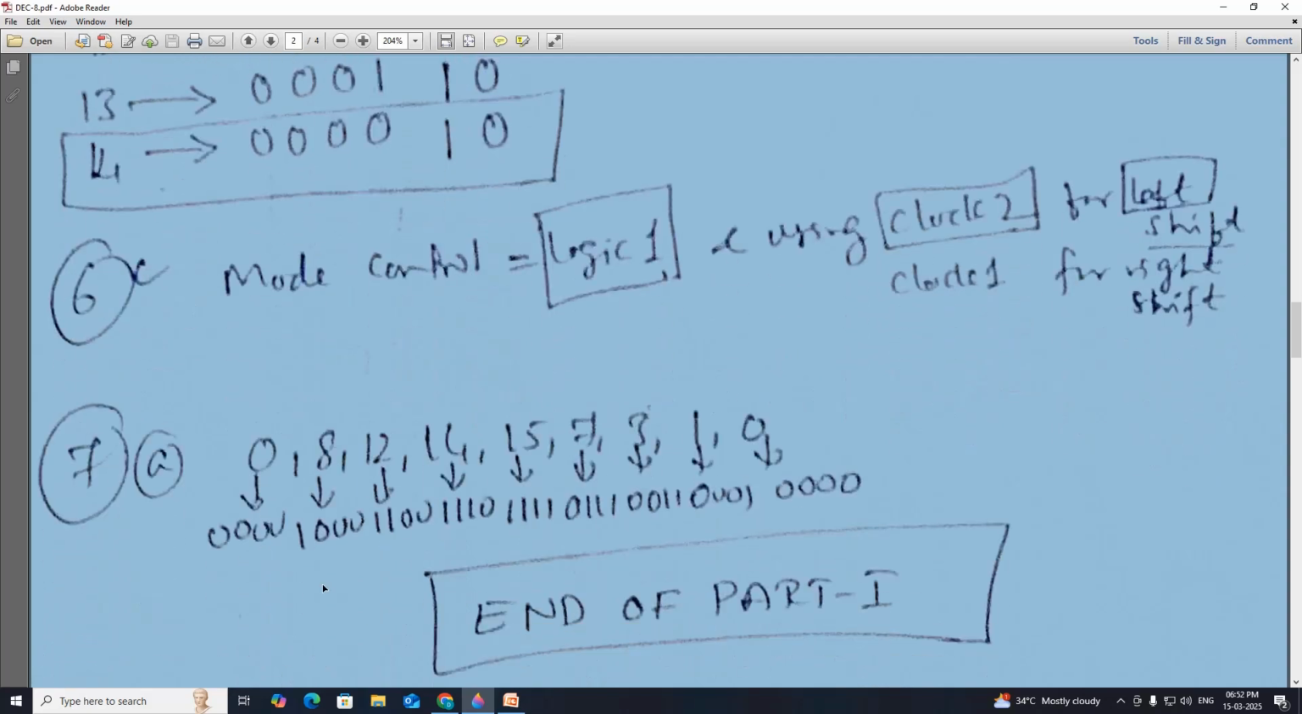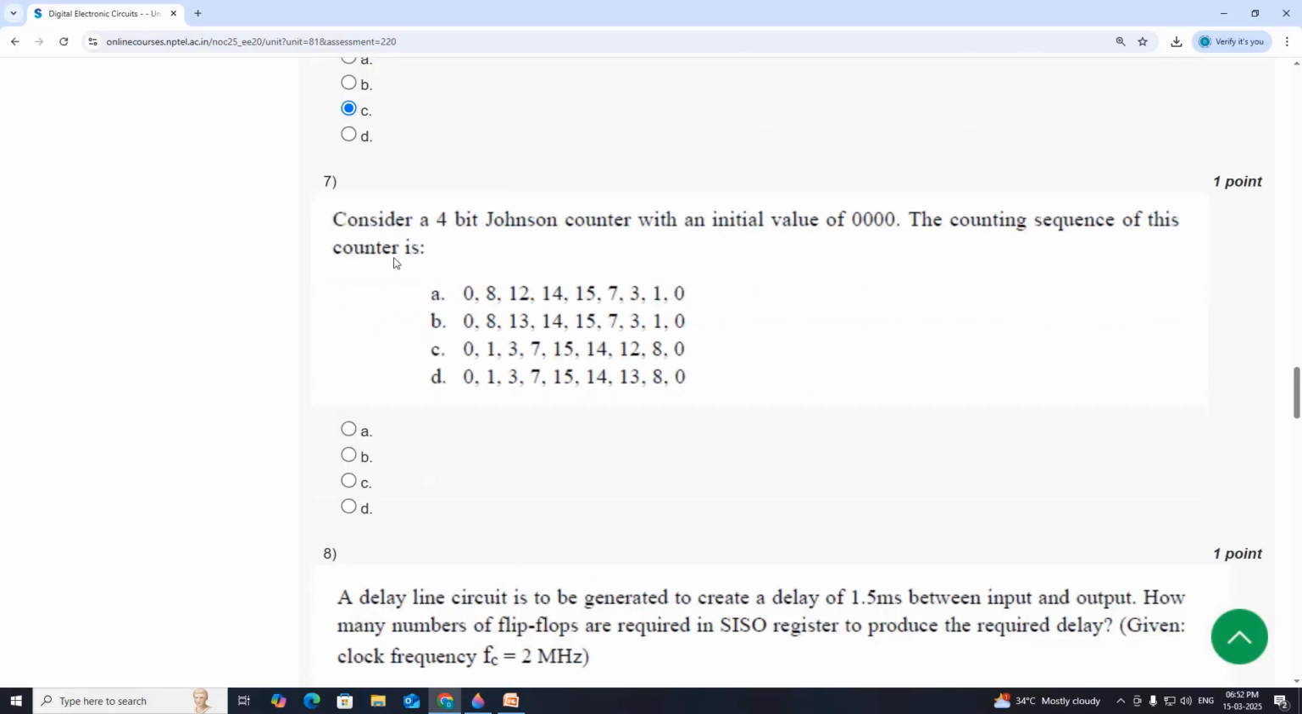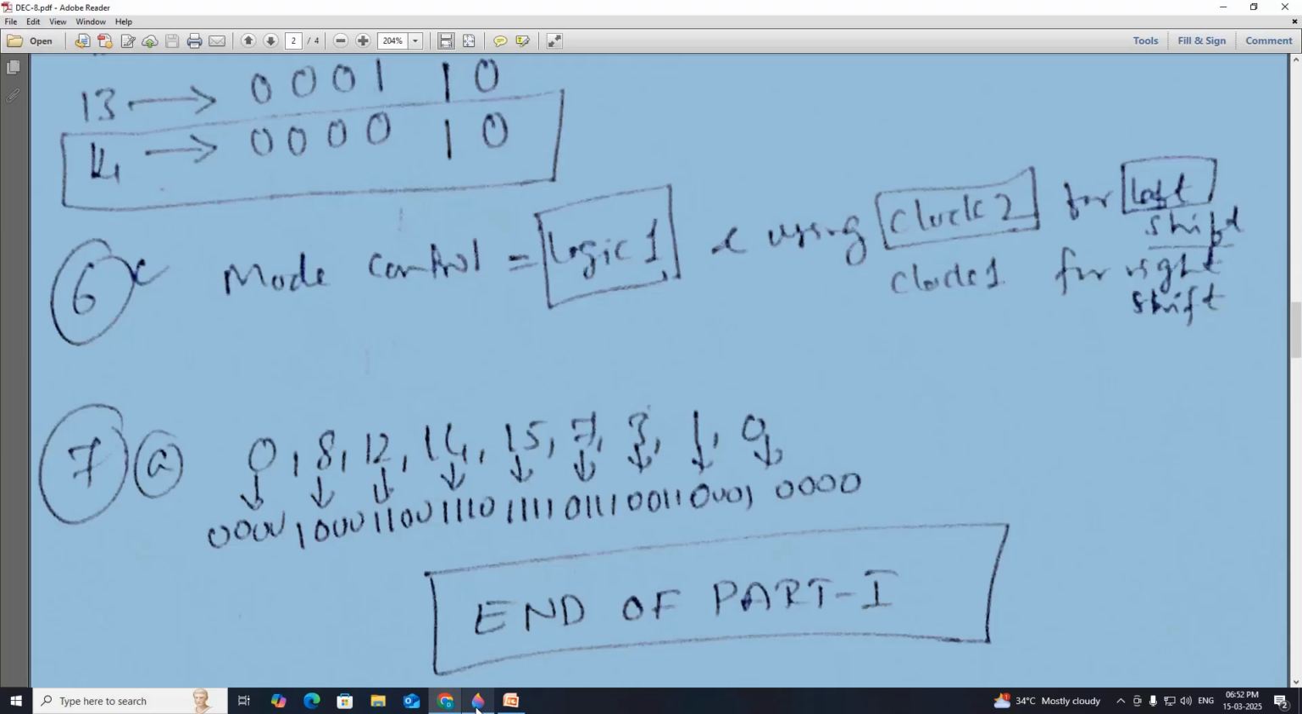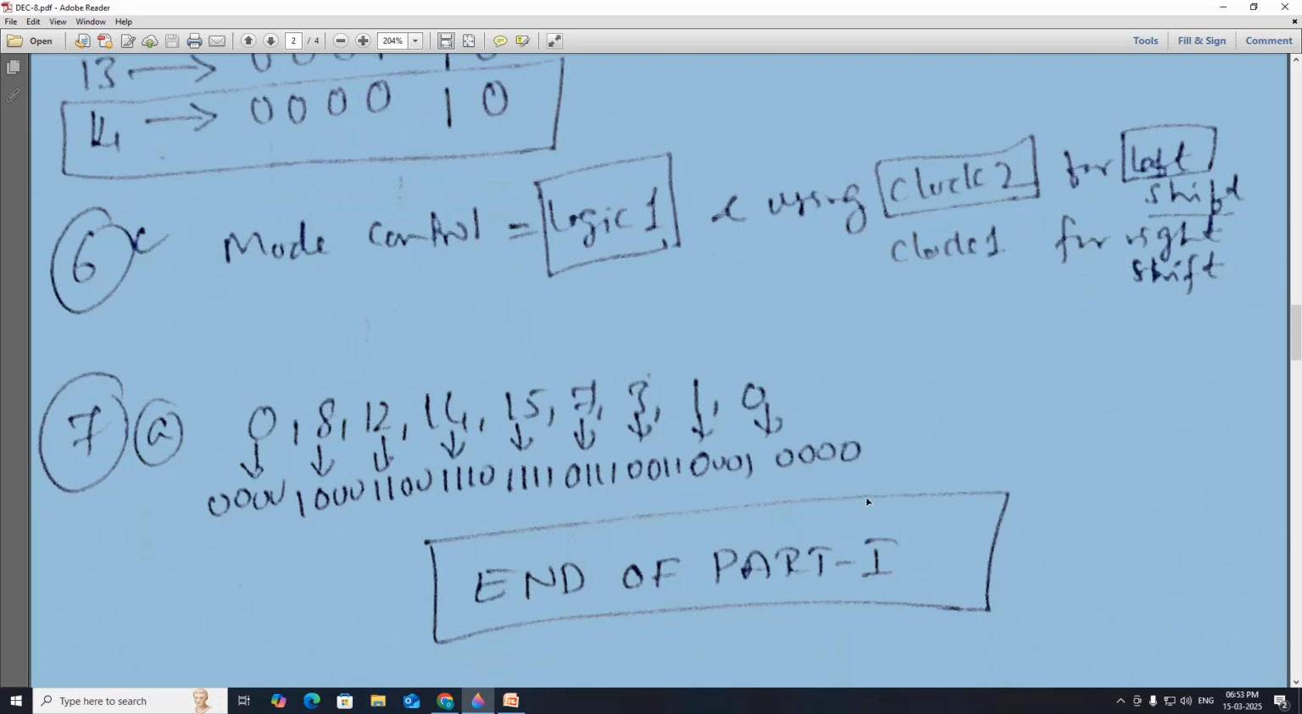Next, seventh one. Consider a 4-bit Johnson counter with an initial value of 4 zeros. The counting sequence of this counter will be 0, 8, 12, 14, 15, and then 7, 3, 1, 0. You can refer to the video lecture or lecture notes. So it will be option A. I mentioned here, initially it will be 0000, then 1 bit will come, then 2 ones will come, then 3 ones will come, then all will become 1, and then 0s will slowly enter, then 2 zeros, then 3 zeros, then all will become 0000. That is equivalent to 0, 8, 12, 14, 15, 7, 3, 1, 0.